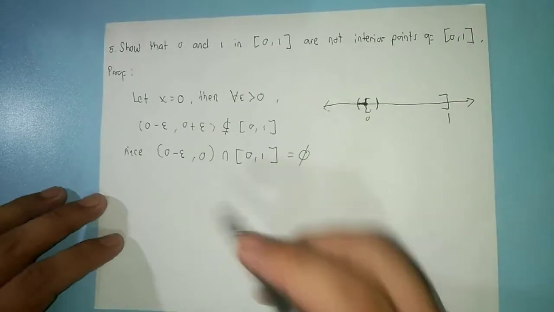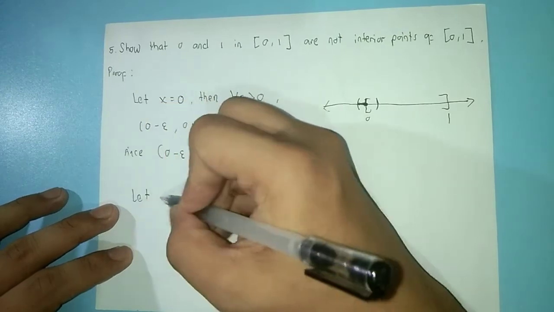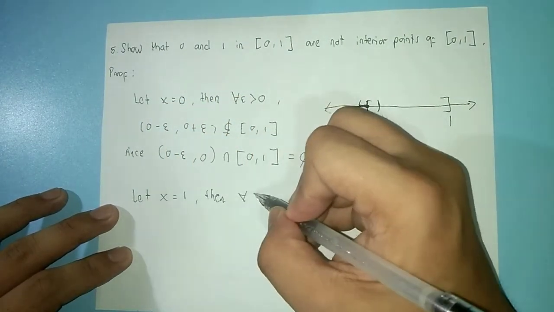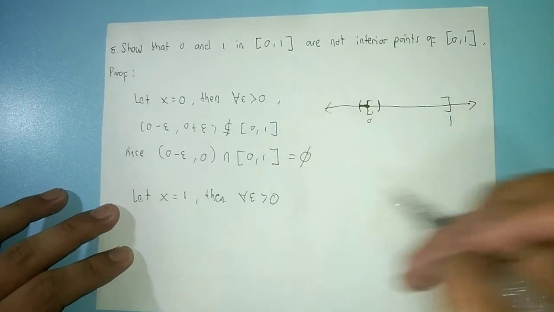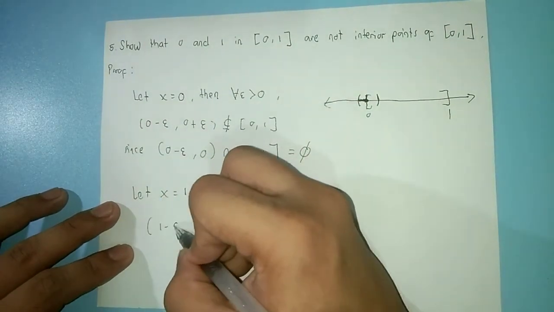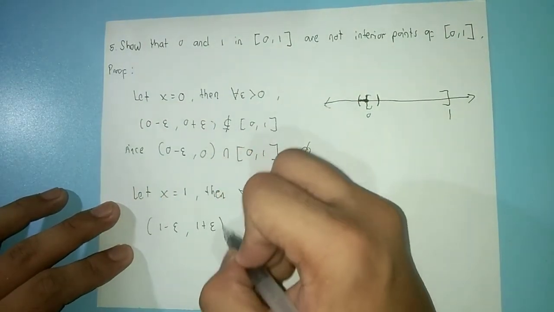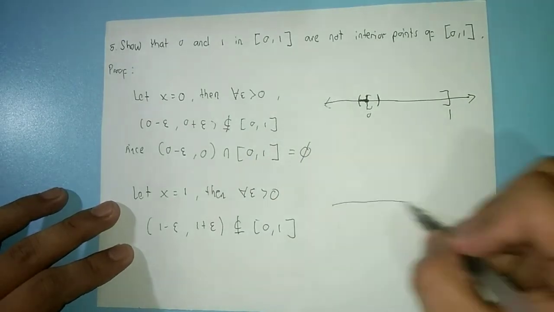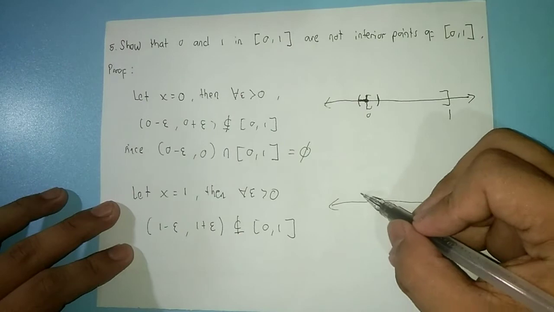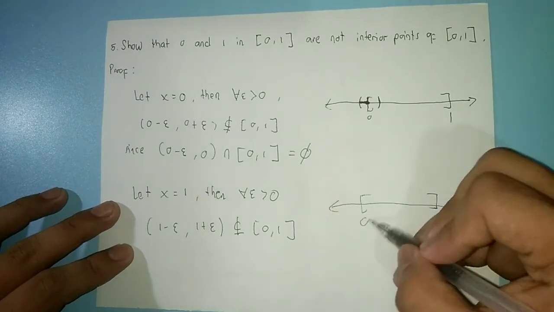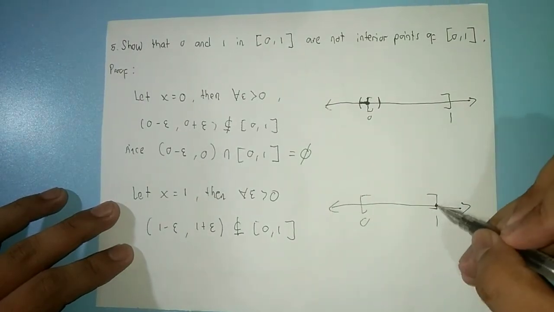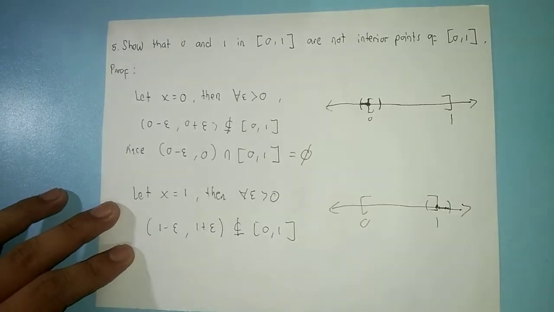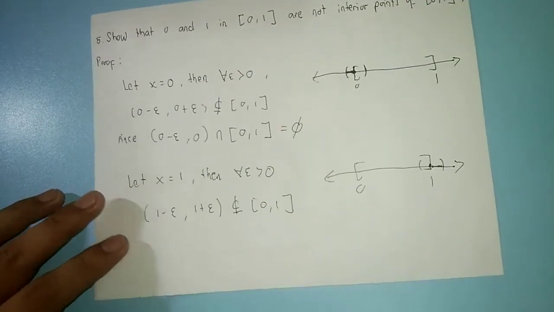Okay? So, for same reason, if we let x equals 1, then for any positive epsilon, yung 1 minus epsilon or epsilon neighborhood ay hindi rin subset ng 0, 1. So, imagine nyo din dito. So, let's say we have close and bounded interval 0, 1. Tapos, ito yung pinag-uusapan natin. Yung nasa right side naman niya. Okay, yung hindi element ng ating close and bounded.